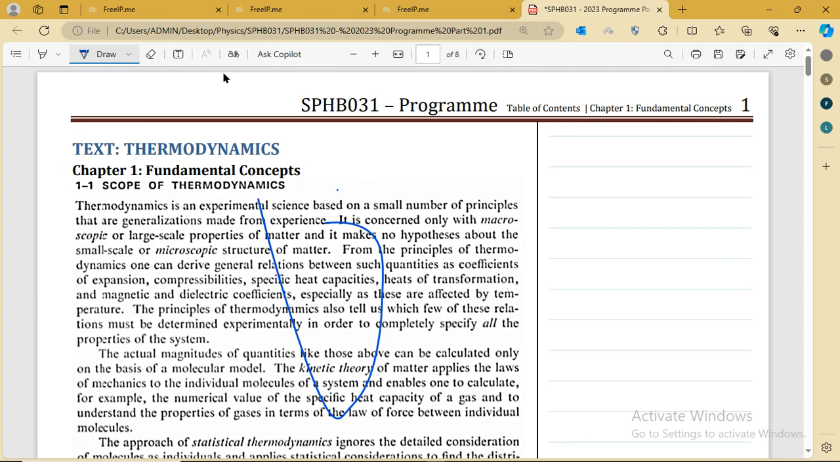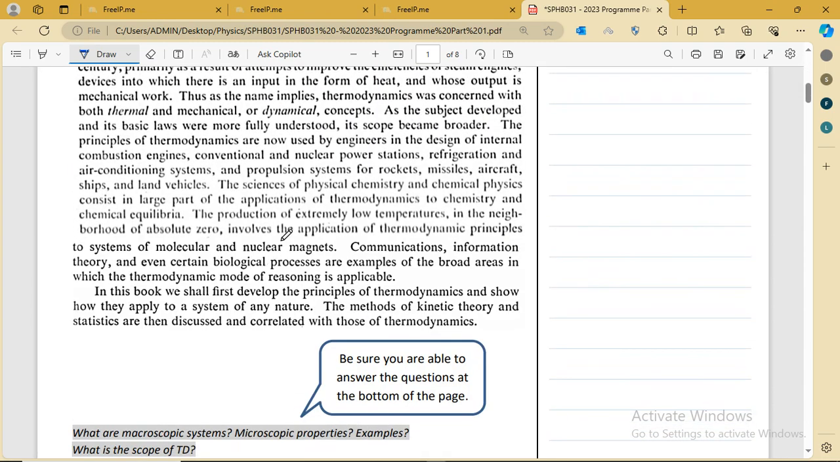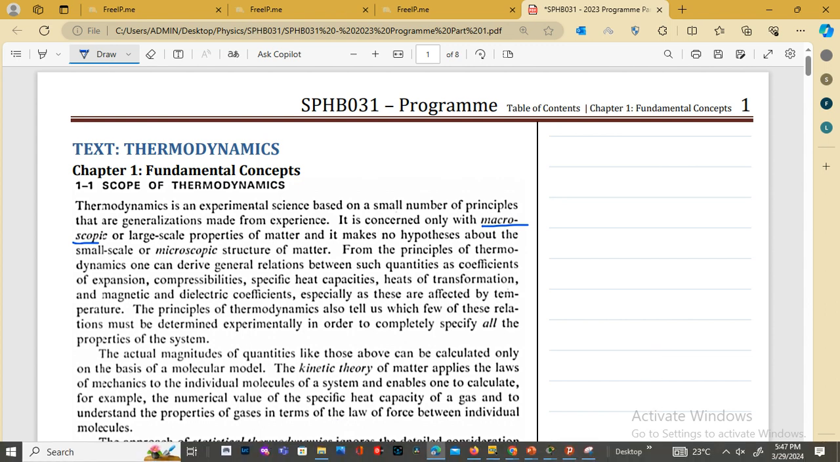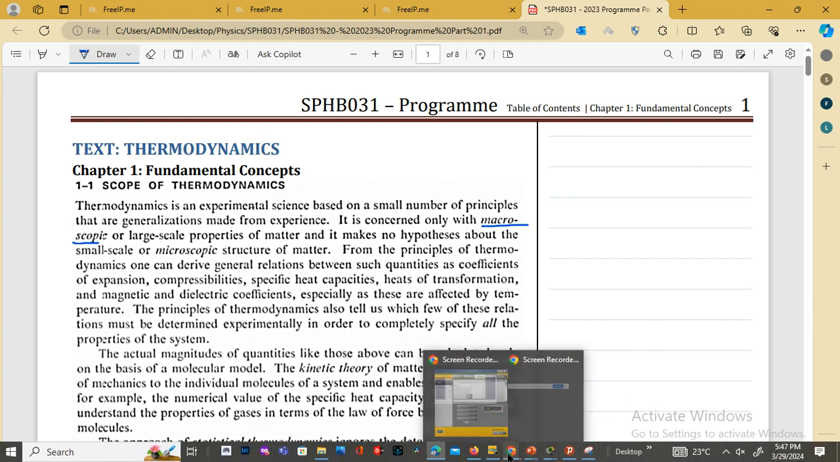You have to read the whole text. And after reading, or while you are in the process of reading, you must take note of the basic terms. There's this term which is macroscopic. You have to understand the meaning of the word macroscopic.